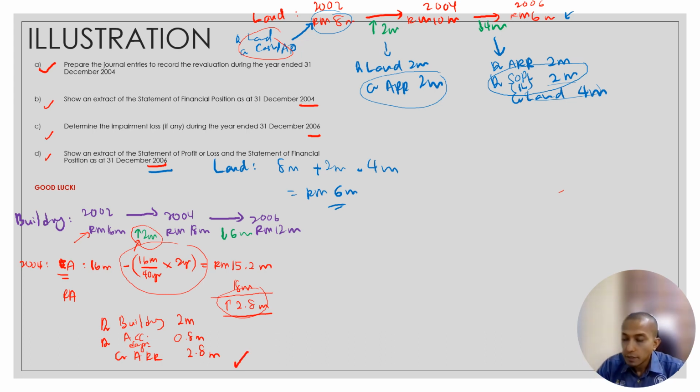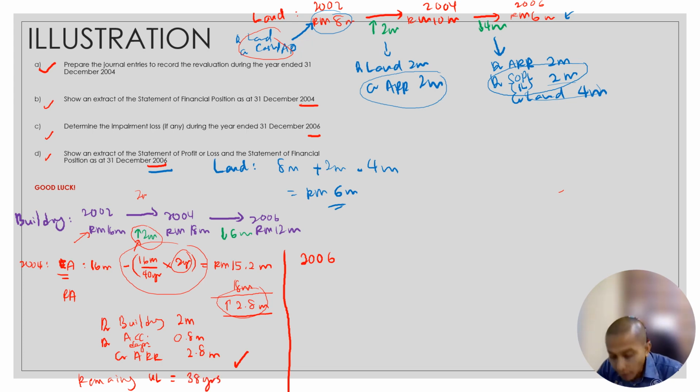Then this one is 2004. How about 2006? In 2006, remember, we have done this for 2 years already. So we have a remaining useful life here. The remaining useful life is 40 less 2 years, equal to 38 years. So after this, we are going to calculate our depreciation based on the remaining 38 years. So now again we compare.